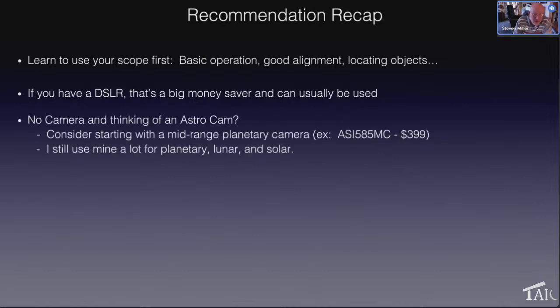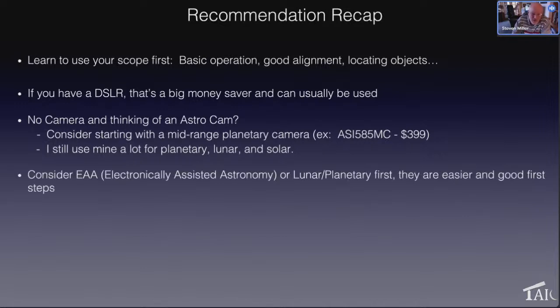If you don't have a camera and you're thinking of an astro cam, I'd consider starting with one of these mid-range planetary cameras like the ASI585MC. And there's some other ones, you know, anywhere from about $400 to $600. They're big enough that you can use them for planetary, lunar, solar, and deep sky. And I still use mine for planetary, lunar, and solar because they have such high frame rates. So they're always useful. So it's a great place to start. And then you can learn if you really want to be doing this.